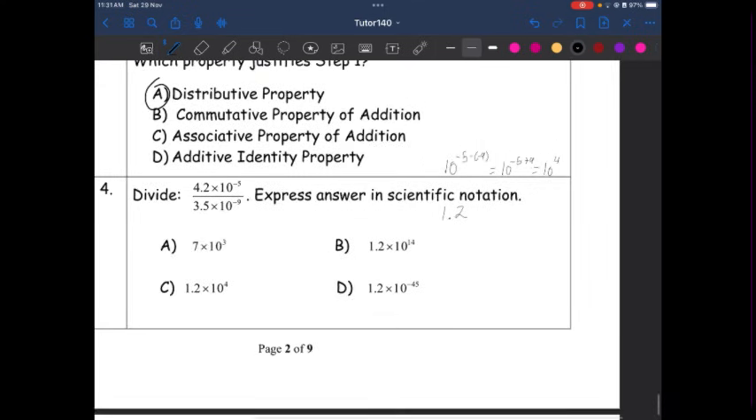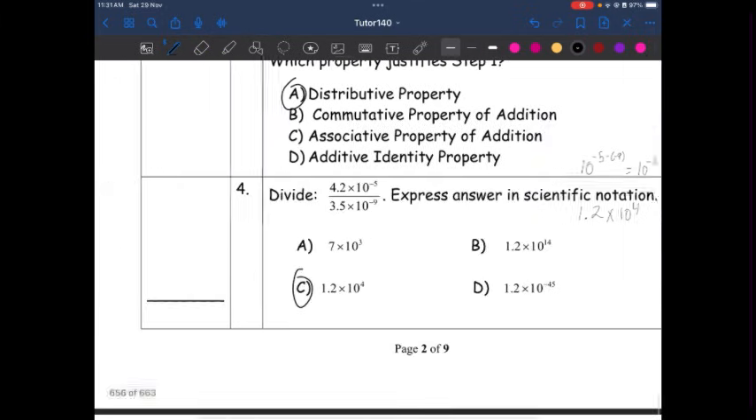So that would give us 1.2 times 10 to the power positive 4, which is C.